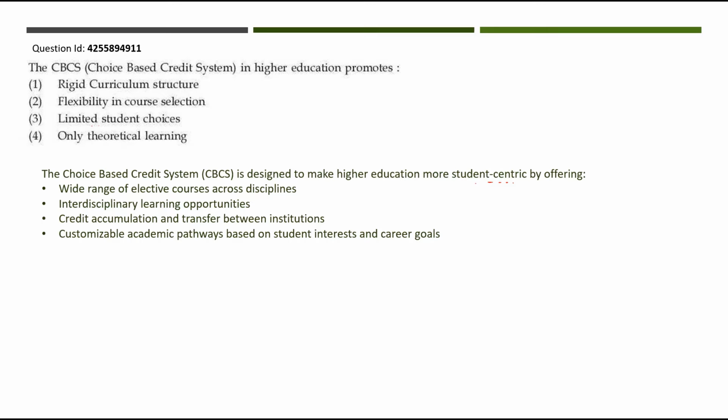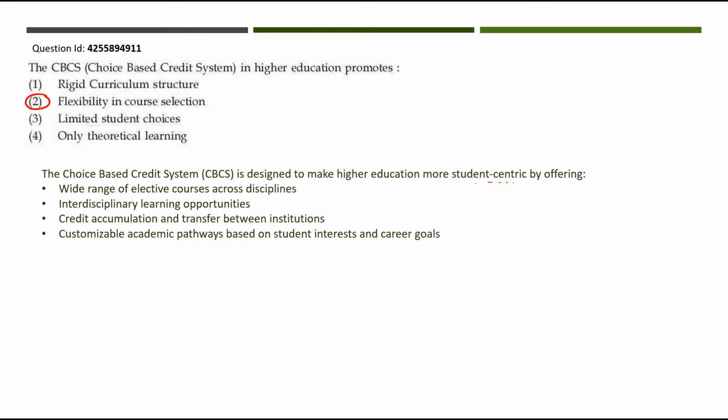Sometimes when you are into a mainstream of computer science but you have an interest in psychology or in forensics or even in English literature, you can just take an elective course from there, and if that works out very good, you can make a career out of that particular discipline. So from this we can mark option number 2, flexibility in course selection, as the right answer.